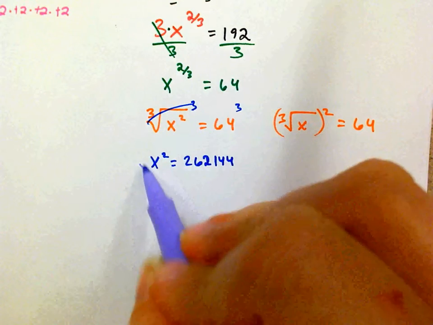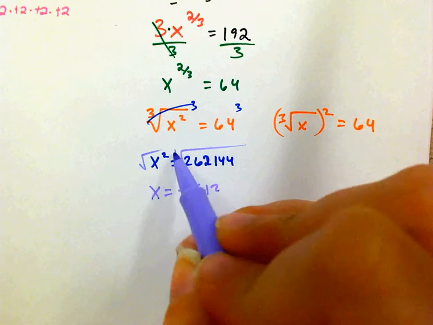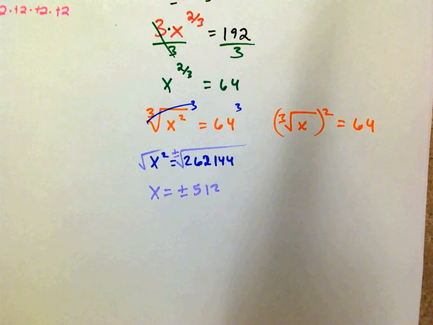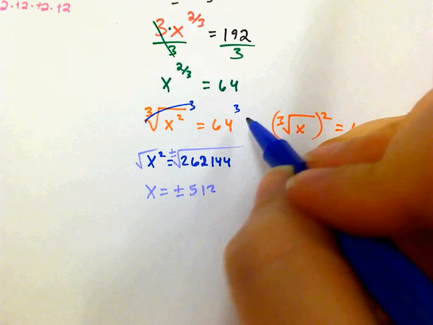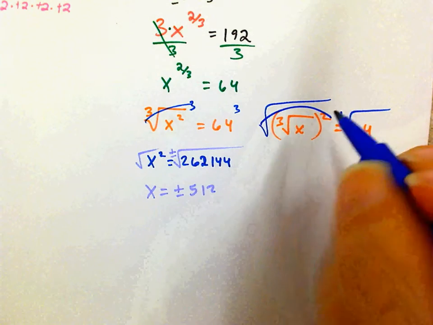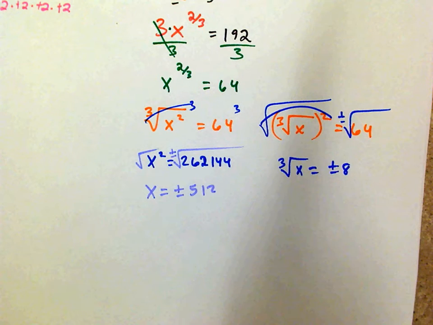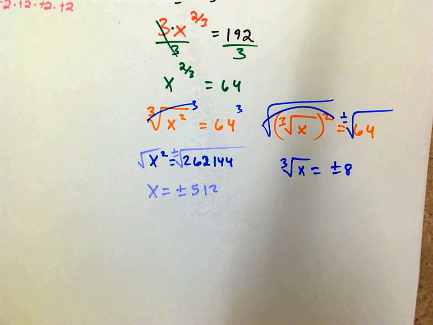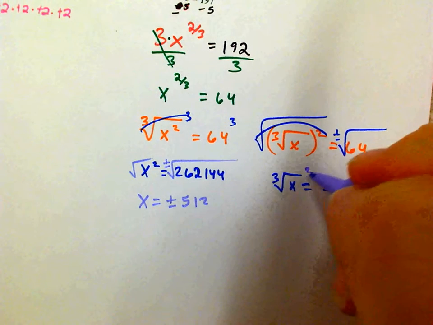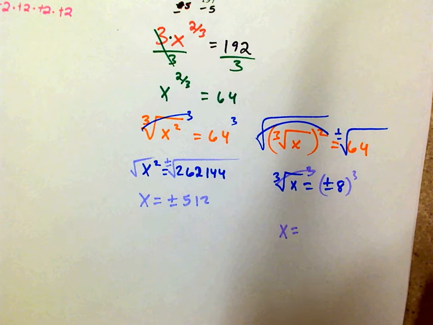The other option is over here to get rid of the square first. I take the square root. And when I take the square root, there are 2 answers. So I got the cubed root of x equals plus and minus 8. How do I get rid of a cubed root? I cube both sides. Okay? Well, a positive 8 cubed is 512. And a negative 8 cubed is a negative 512. So plus and minus 512. And you get the same thing.